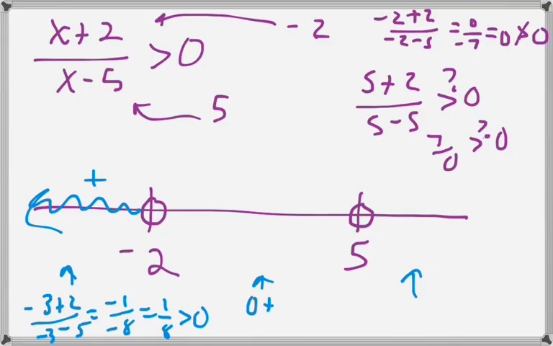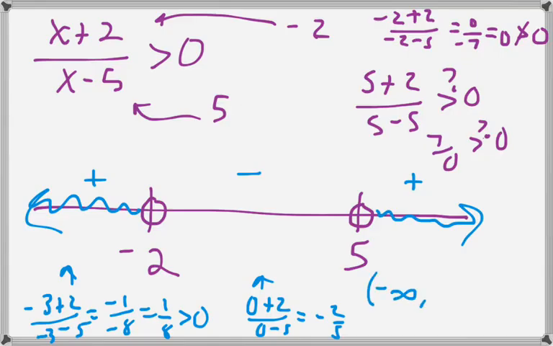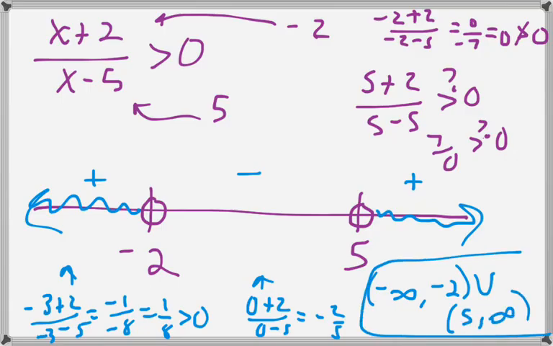If we substitute in 0 for x, we get a negative 2/5, which is not greater than 0, so we don't have any solutions there. And if we substitute a number greater than 5, we get a positive number. I'm going to skip the details on substituting some of these numbers in. So we have solutions to the left of negative 2 and to the right of 5. So we would write these solutions then in interval notation, not including the negative 2 or the 5, because we already decided that they are not solutions.